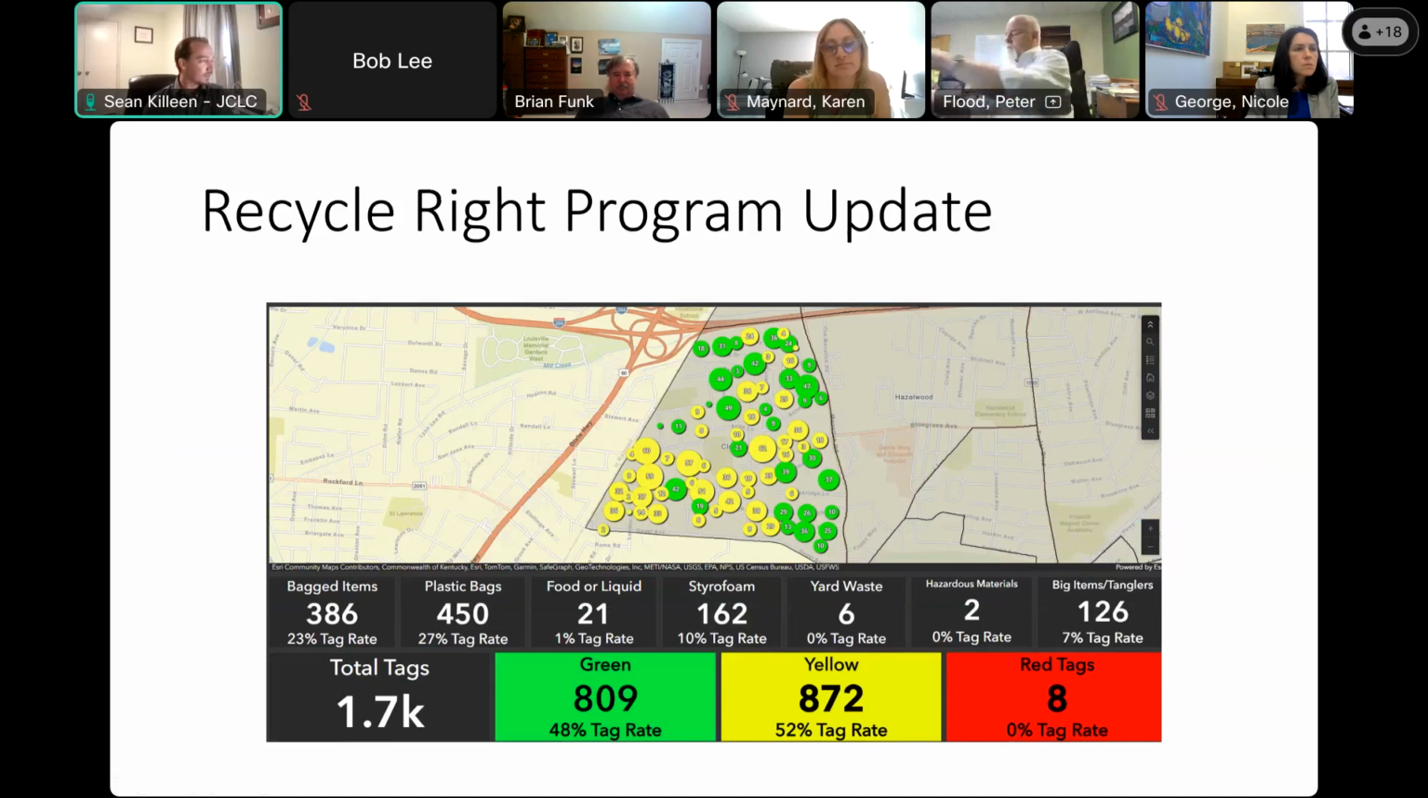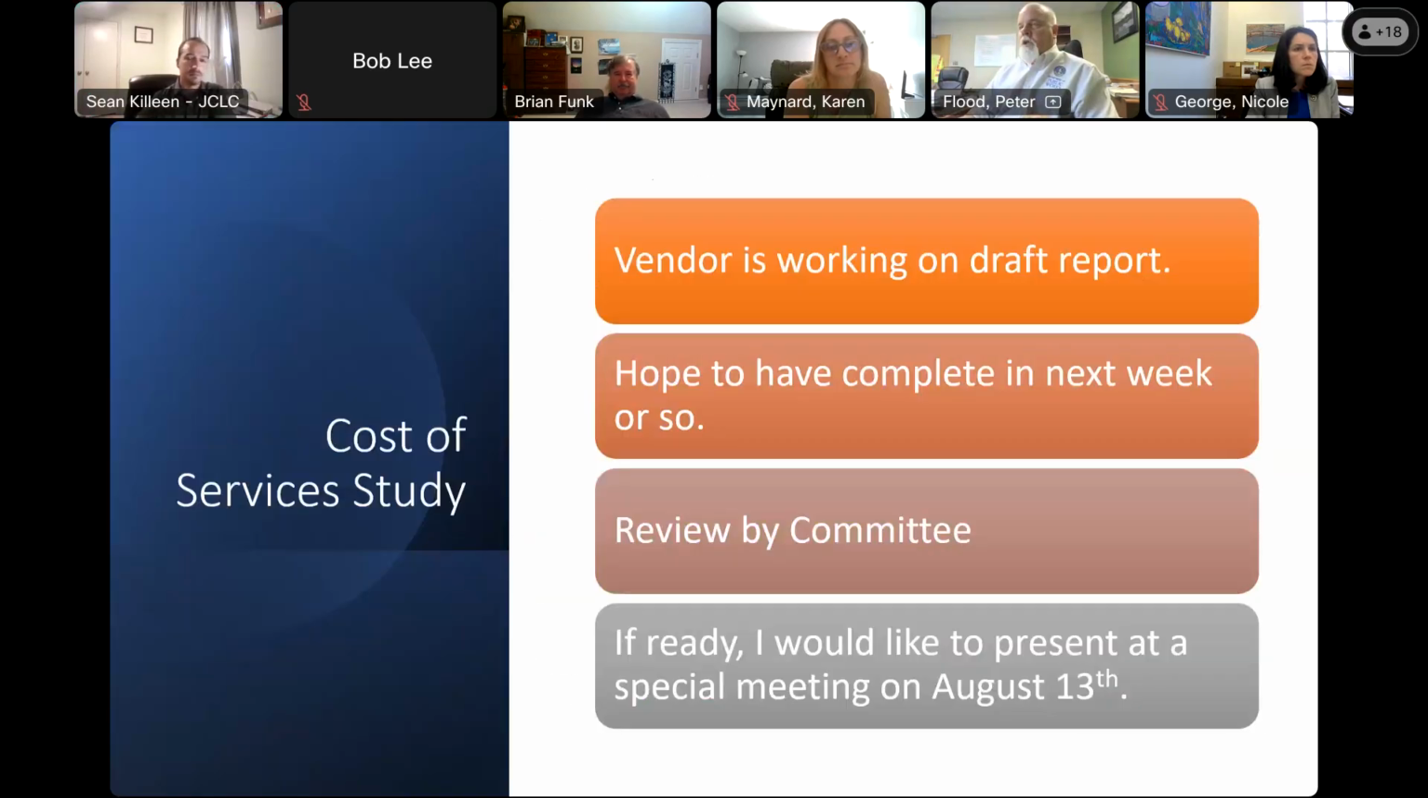Okay, let's move along to the cost of services study. So just an update on the cost of services study. The vendor right now is working on the draft report as we speak. They hope to have it complete in the next week or so to be reviewed by the committee. They've assured me that it would be done before August 13th. And what I would like to do is ask the board to hold a special meeting specifically for the cost of services study presentation. And I'm asking that because I'm going to be unavailable from there on out.